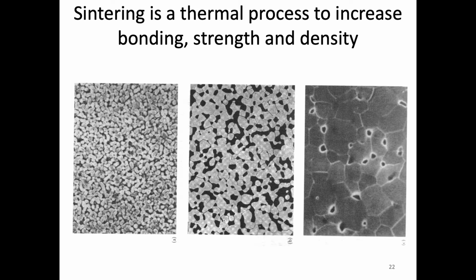So sintering is clearly a thermal process, right? And the idea is that we want to increase bonding, strength, and density of the material because we want to have a part that is one body, one continuous material, so not a collection of particles. So we want to increase bonding to do that, and that will increase strength. And for the most part, there are some applications where we want porosity, but for the most part, we're trying to increase density by removing porosity.